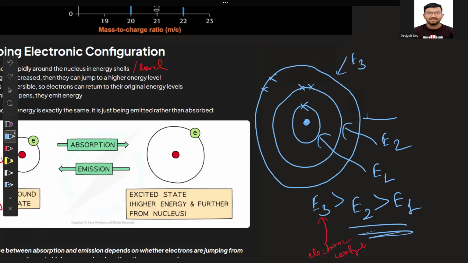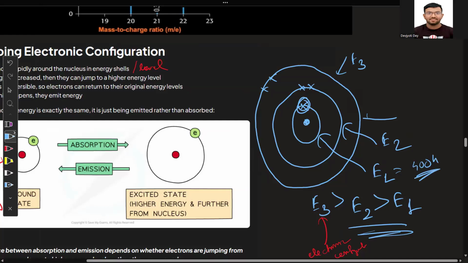Sarah, did you understand? This is what the whole electronic configuration thing is about. Since the electrons are present within these shells or regions, they possess the same energy as the shells do. For example, let's say E1 is equal to 400. So each electron present in this shell will also have the same energy. Did you understand?